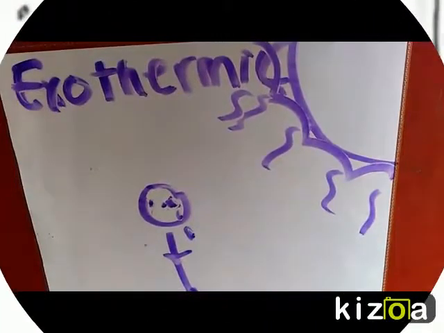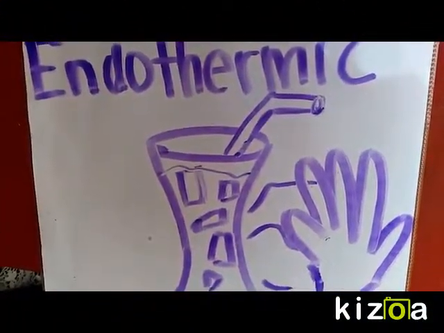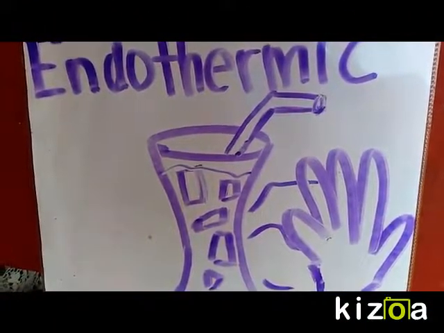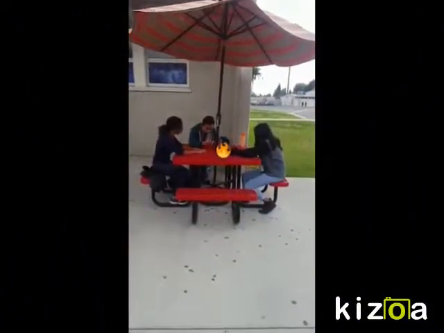Exothermic is like the sun releasing heat. Endothermic is when your hand absorbs the heat from the cold drink, so your hand will be losing heat.